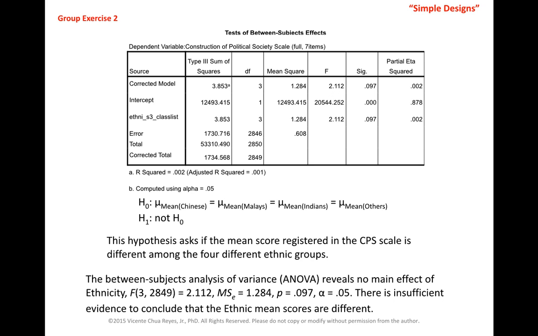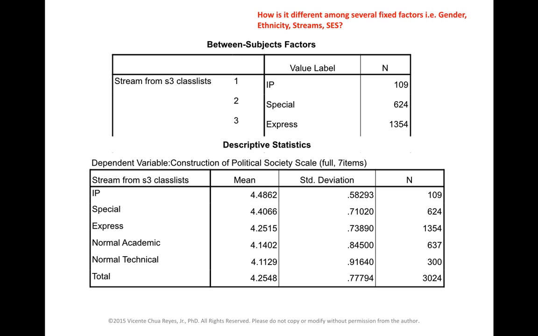So we need to say that, well, when we take a look at gender in terms of construction of political society scale in the Singapore context, it is a meaningful variable. There are differences between men and women. There are differences in looking at the construction of political society scale by using gender as a control factor. It's meaningful. But when we use ethnic differences, when we look at construction of political society scale, it's not too meaningful because the differences are not statistically significant.